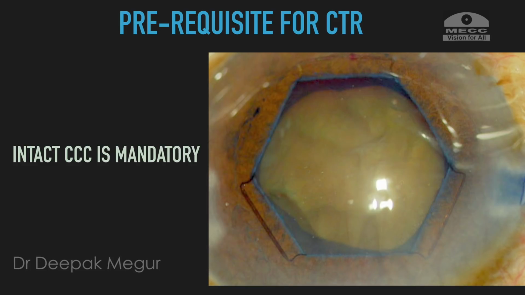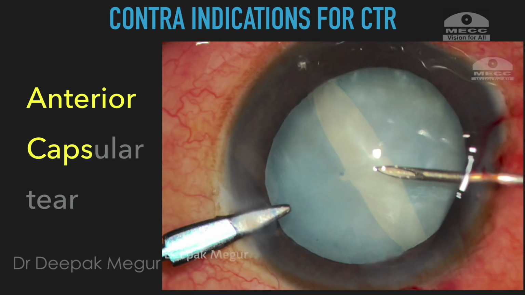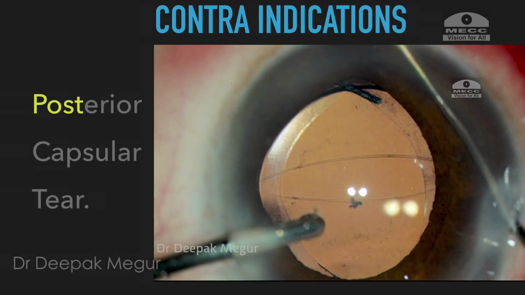However, the prerequisite for CTR implantation is an intact rhexis. So a rhexis which has gone radial is an automatic contraindication. Similarly, presence of a posterior capsular tear is again a contraindication.